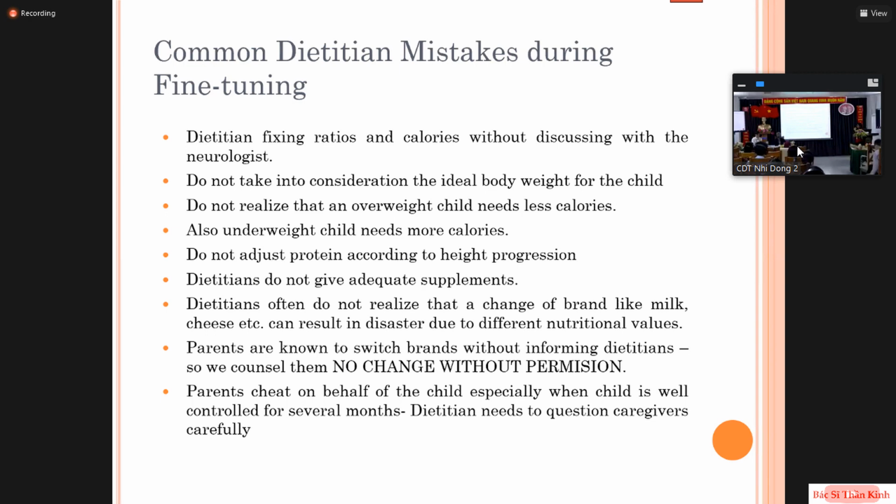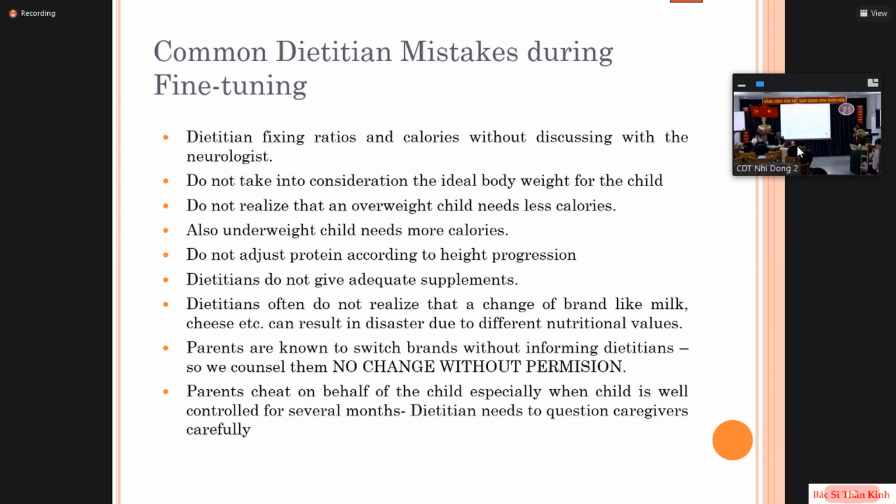Many dietitians don't adjust the protein according to the height progression, and they may not give adequate supplements, which are needed. So we also use multivitamin and mineral supplements for our patients. We also use a calcium supplement for our patients, and if required, we use L-carnitine for our patients. Dietitians do not realize that a change in brand, like milk or cheese, can result in disaster due to different nutritional values. So branded products have their own standardized values, so you have to go by the brand's values and not the generic values mentioned on Google.